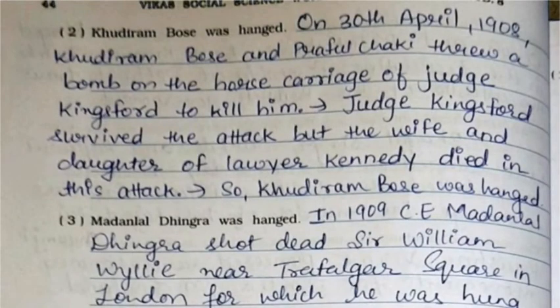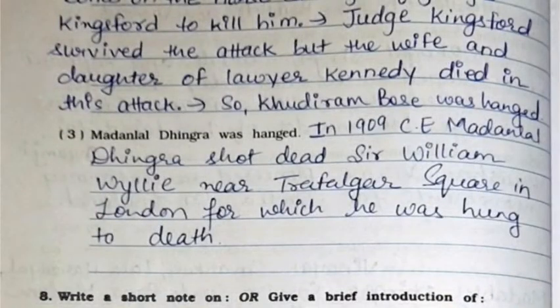On 30th April 1908, Khudiram Bose and Praful Chaki threw a bomb on the horse carriage of Judge Kingsford to kill him. Judge Kingsford survived the attack, but the wife and daughter of lawyer Kennedy died in this attack, so Khudiram Bose was hanged. Third one, Madanlal Dhingra was hanged. In 1909 CE, Madanlal Dhingra shot dead Sir William Wiley near Trafalgar Square in London, for which he was hung to death.